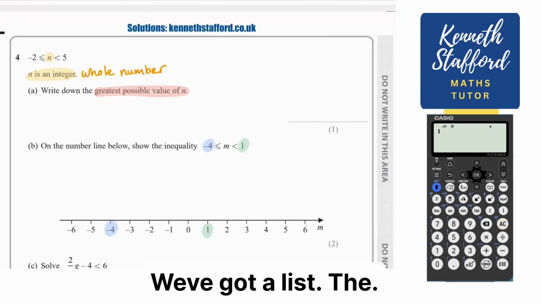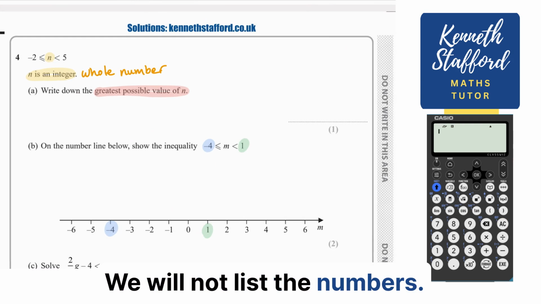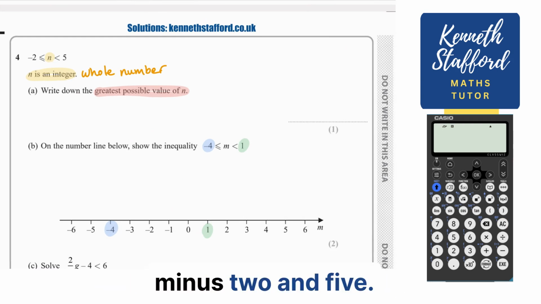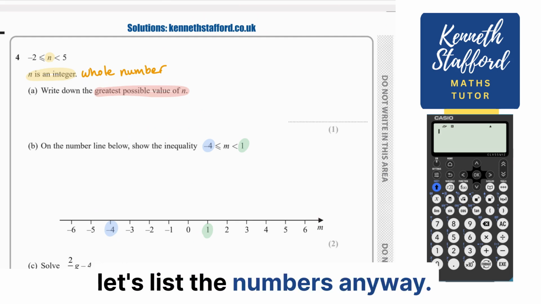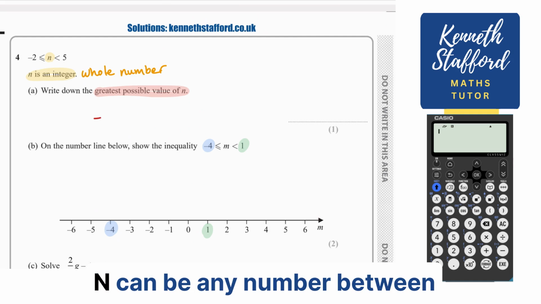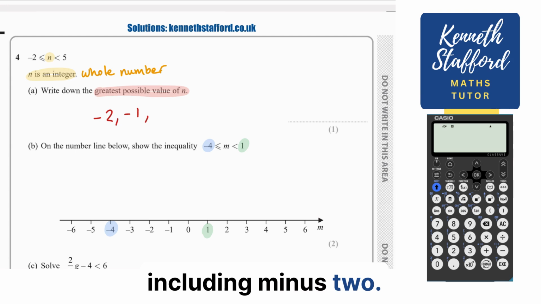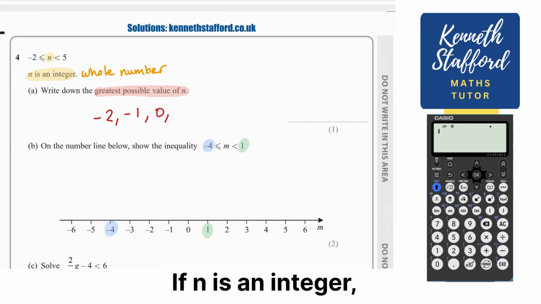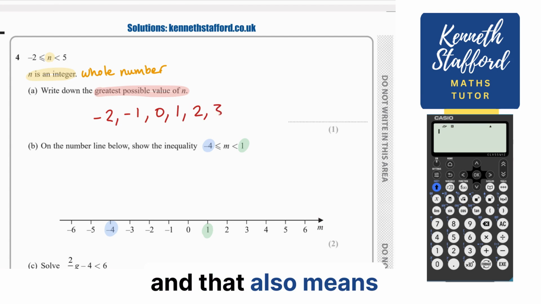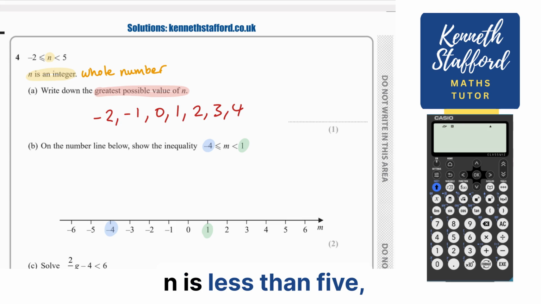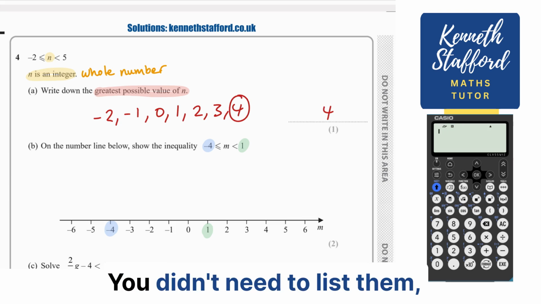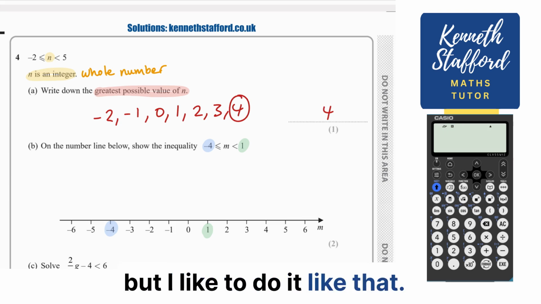We've got to list the, we will not list the numbers. It looked like we were going to list all the numbers between -2 and 5. We're after the greatest possible value of n. Well, let's list the numbers anyway. N can be any number between -2 and 5, including -2. If n is an integer, that means a whole number. And that also means it can't be 5 because of the inequality symbol, n is less than 5. So the greatest possible value of n is 4. You didn't need to list them, but I like to do it like that.